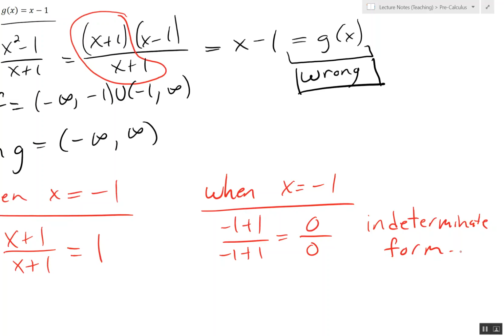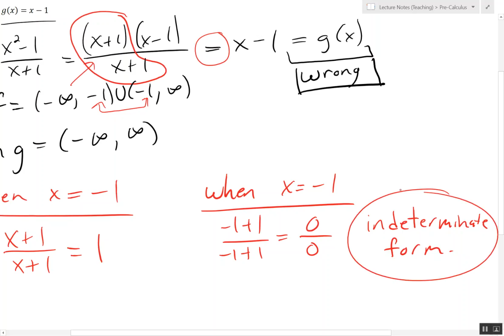But this equality is true because we're not allowing x to be negative 1. Notice that negative 1 is excluded from the domain of f. So this equality is true because we are not considering negative 1. If we considered negative 1, then we could not perform this cancellation, because at x equals negative 1 this would be indeterminate.